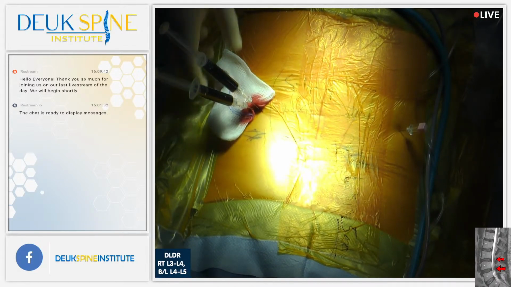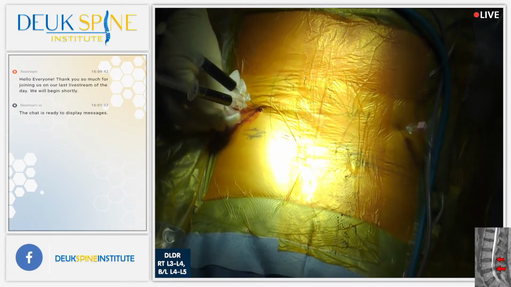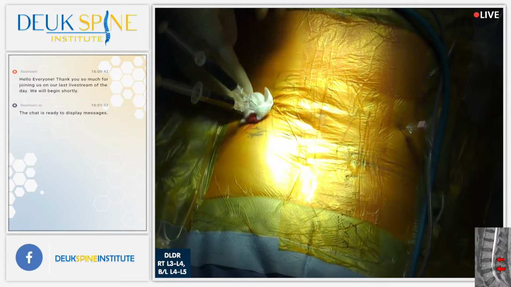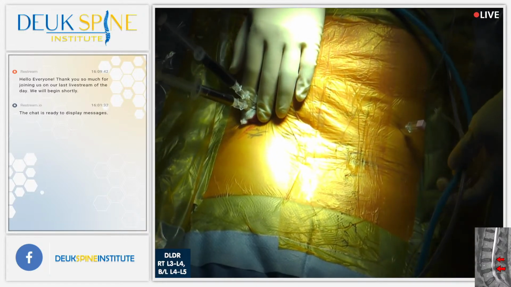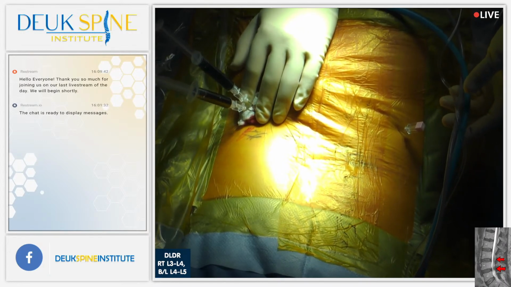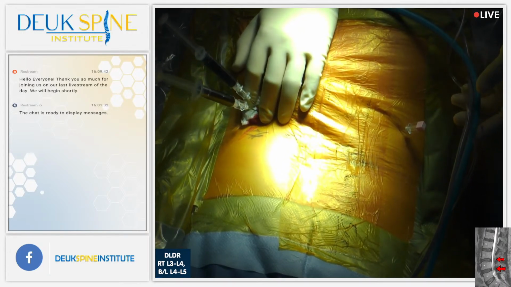All right, now we already made a little cut over here on the right side. And we're just waking her up so she can help us. We want to do what's called a discogram. We want to find out if her pain is coming from these discs. Let me know when she's wide awake.